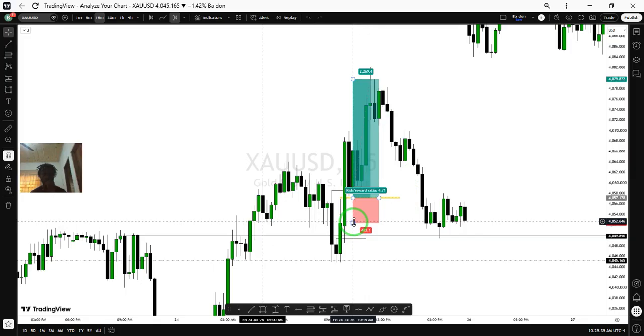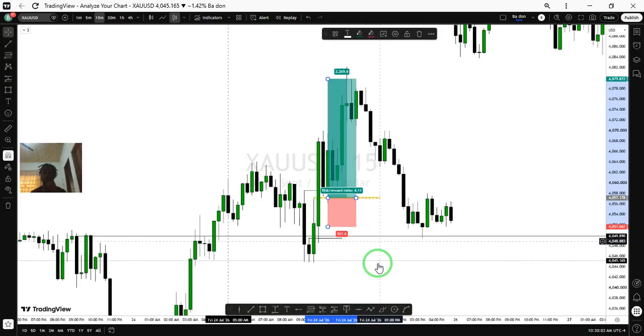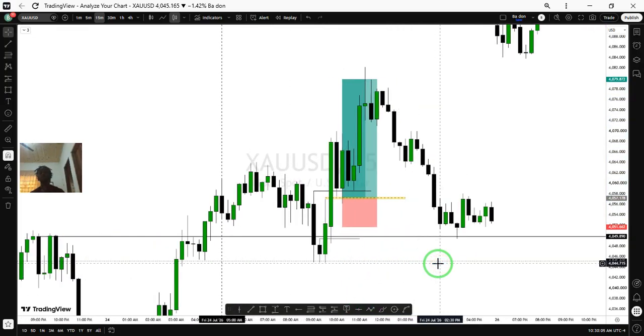Our stop loss is at the open of the middle candle of the fair value gap. Our fair value gap is formed by 3 candles, 1, 2, 3. The open of that middle candle is where we keep our SL. So yeah, let's look at another example.